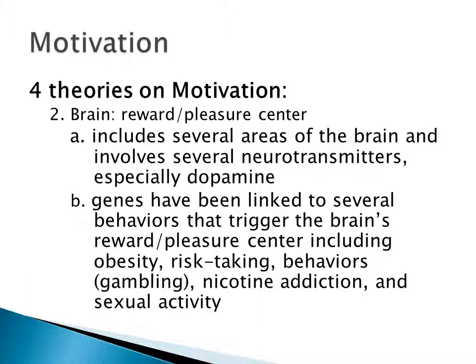The second theory on motivation is the brain's reward pleasure center. This includes several areas of the brain and involves several neurotransmitters, especially dopamine. Genes have been linked to several behaviors that trigger the brain's reward pleasure center, including obesity, risk-taking behaviors like gambling, nicotine addiction, and sexual activity.